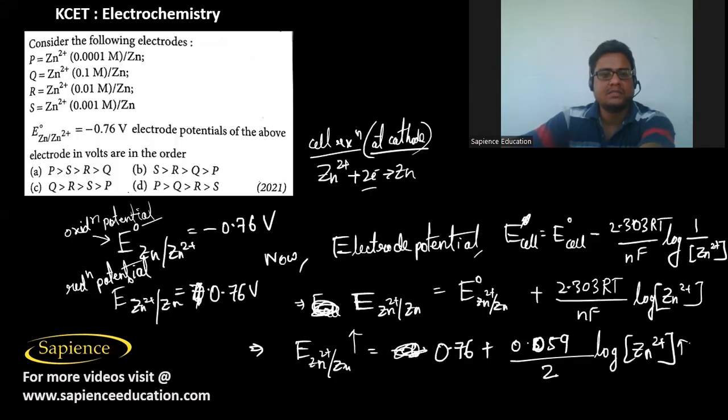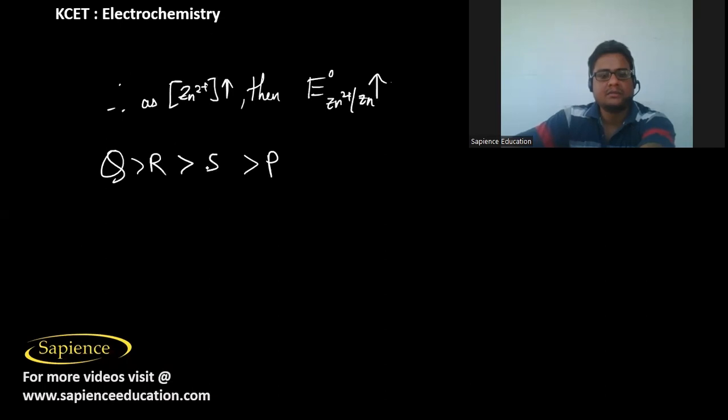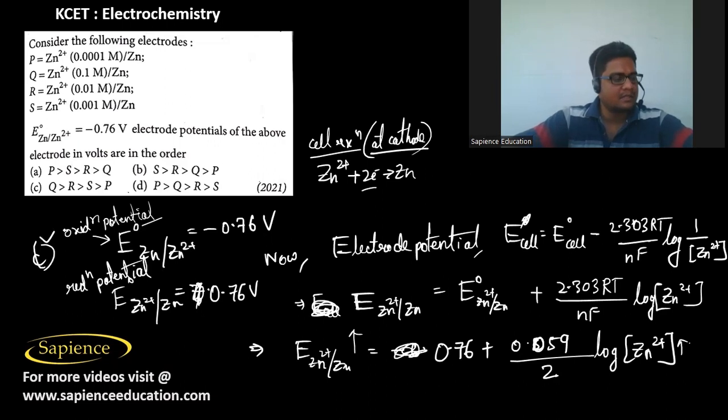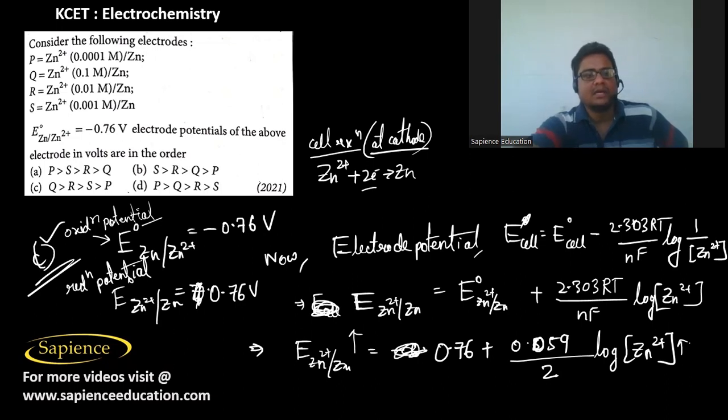So P is the least, and slightly less than Q is R. So Q, R, S, P. So option C is the correct answer. So option C, that Q more than R more than S more than P, is the required order of the standard electrode potentials, or simply the electrode potentials, for P, Q, R, and S.